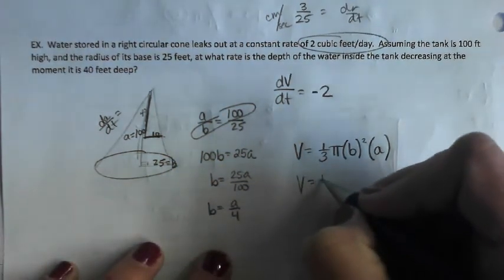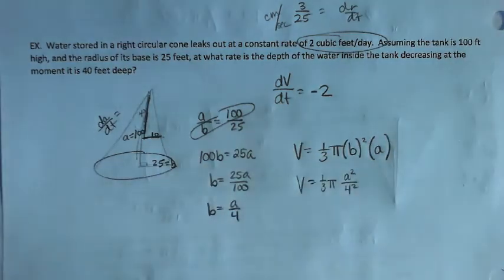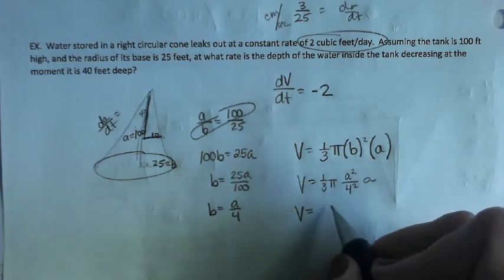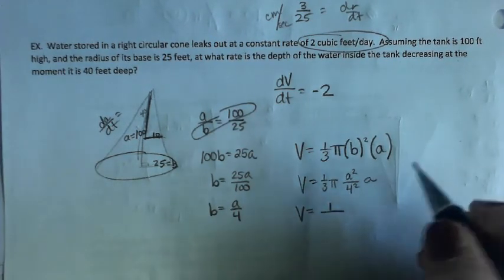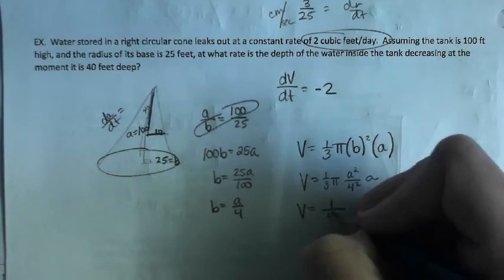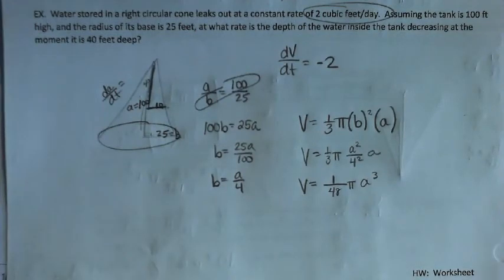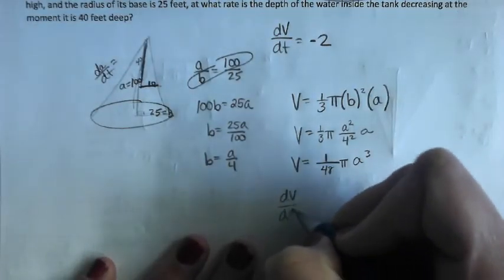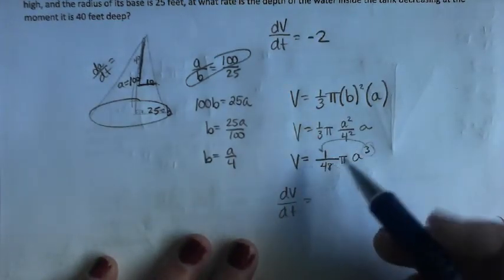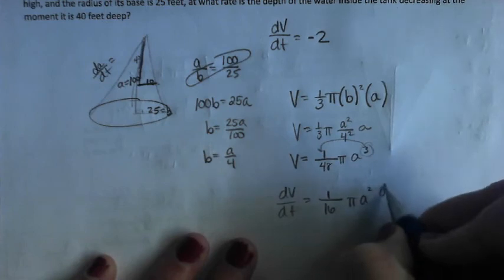So when I plug that in, I can make it A squared over 4 squared, since I have to square it as well, times A. So volume will equal 1 over, does 3 times 16 scare you? No. 1 over 48 pi A cubed. Derive, plug in, simple power rule. dV/dt equals, I bring my 3 out in front, and immediately the 3 over 48 will reduce, yes, to 1 over 16, pi A squared dA/dt.